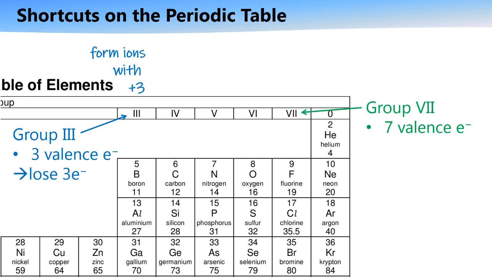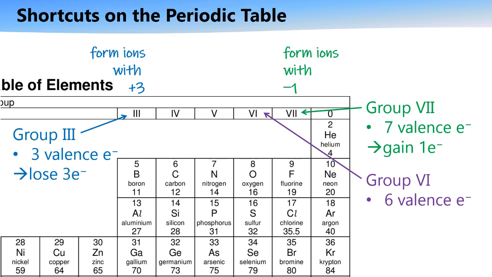Group 7 will have 7 valence electrons. Think about it. If group 7 elements want to form ions, what will happen? Do they gain or lose electrons? They will gain 1 electron, to get the octet configuration. So since they gain 1 electron, they will form ions with -1 charge.